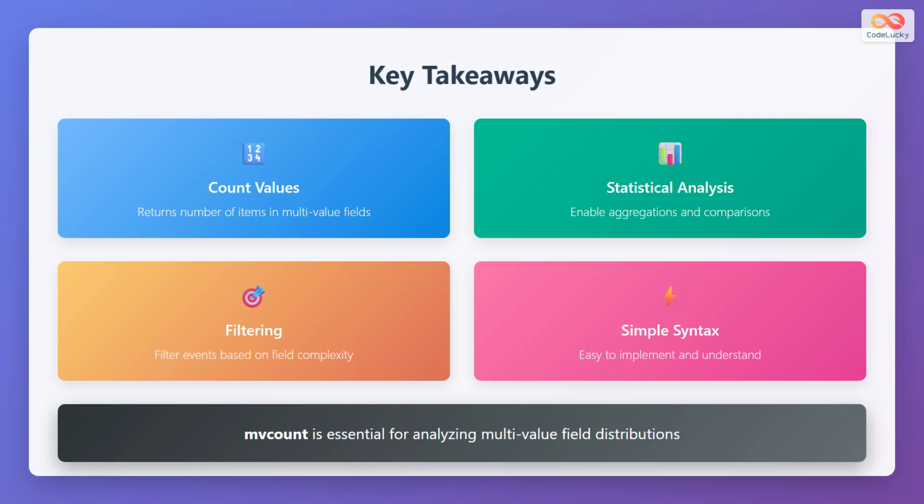Let's summarize the key takeaways about the mvcount command. First, mvcount returns the number of items in multi-value fields, making data quantification simple and accurate. Second, it enables statistical analysis by allowing aggregations and comparisons of field complexity. Third, you can use mvcount for filtering events based on field complexity, helping you focus on specific data patterns. Fourth, the syntax is simple and easy to implement and understand. In conclusion, mvcount is essential for analyzing multi-value field distributions and should be part of every Splunk analyst's toolkit.